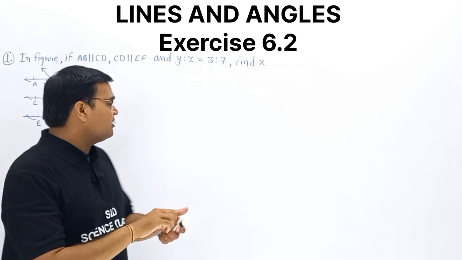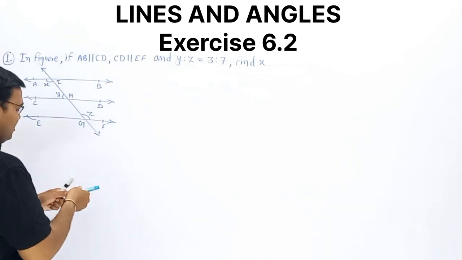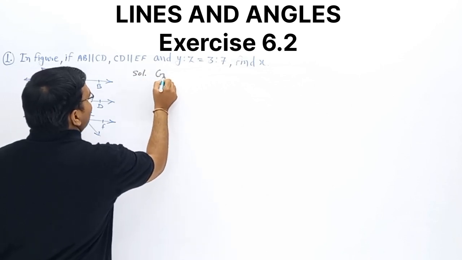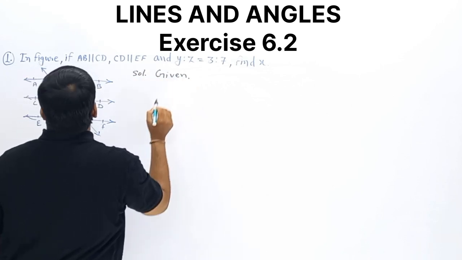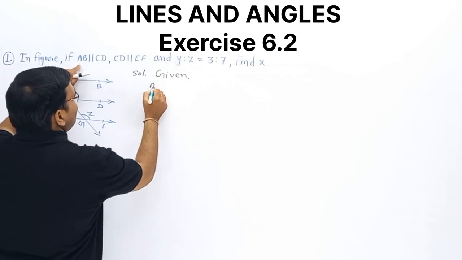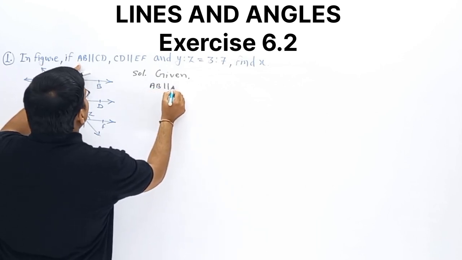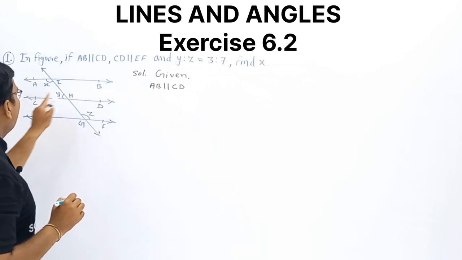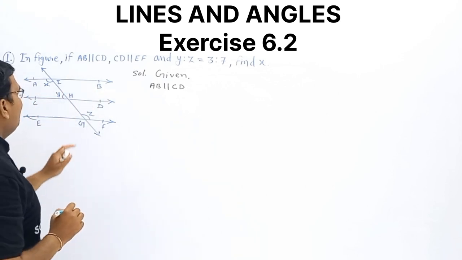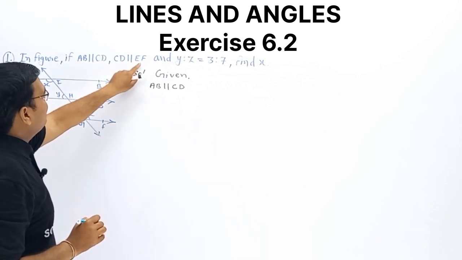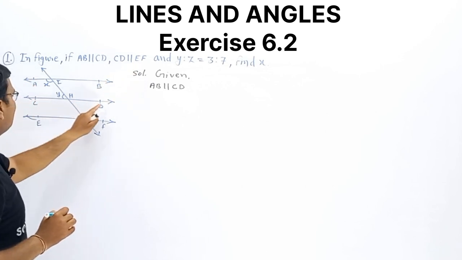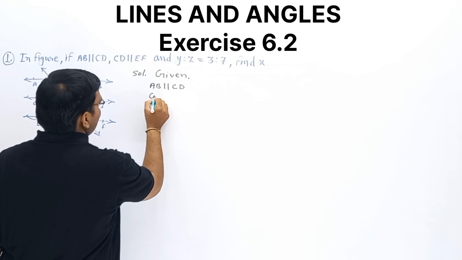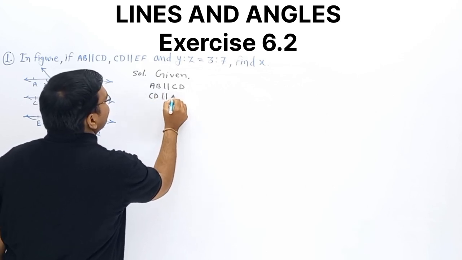So what is given in the question? First we should write the given things. So what will be its solution? We have some given things. First one is what? AB is parallel to CD. What is the meaning of this one? This line is parallel to this one, and CD is parallel to EF. This line CD is parallel to EF.